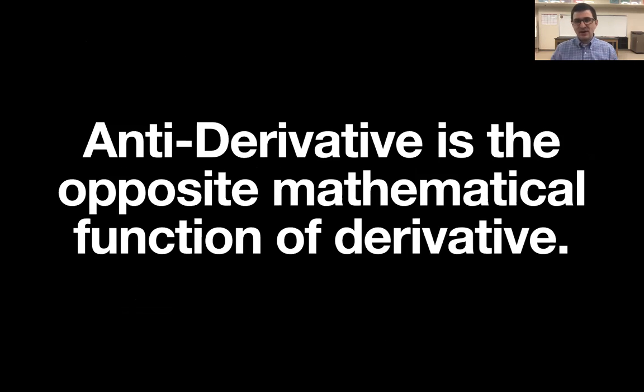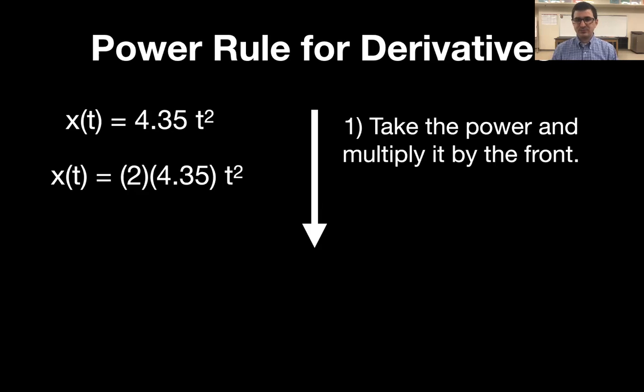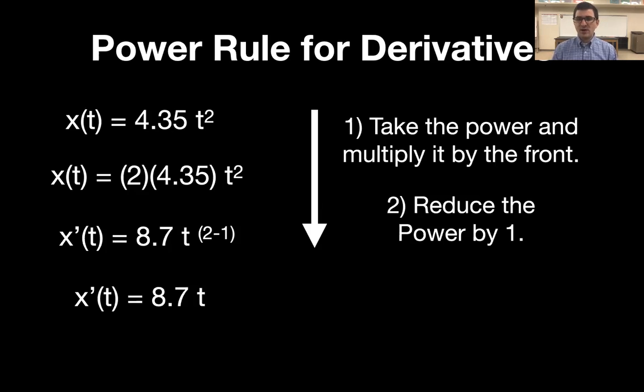So I've been talking about, well, you just do the antiderivative, find the antiderivative, just integrate it. But we haven't talked about how you integrate something yet. So in order to figure that out, let me just reiterate to you that the antiderivative is the opposite mathematical function of taking the derivative. So in order to do the opposite mathematical function, you just need to do the opposite thing in the opposite order. So let's look at the power rule for derivatives and think about what we're doing in what order. So first, we take the power and multiply it by the front. And then we reduce the power by 1.